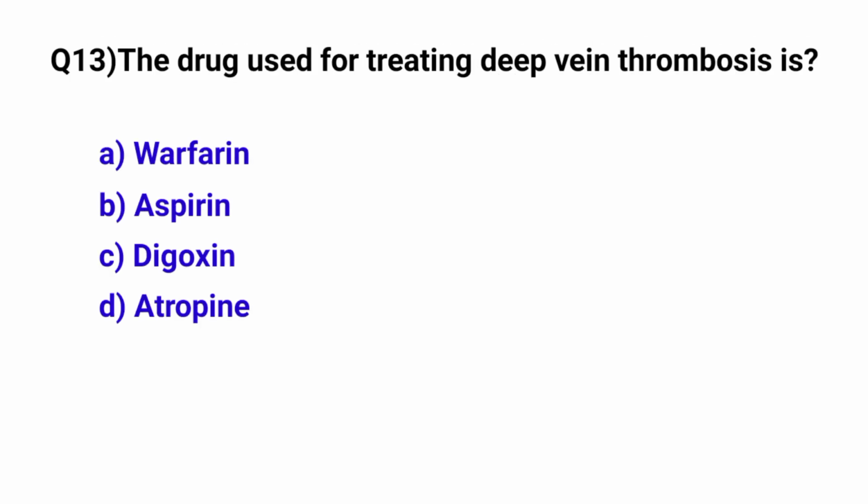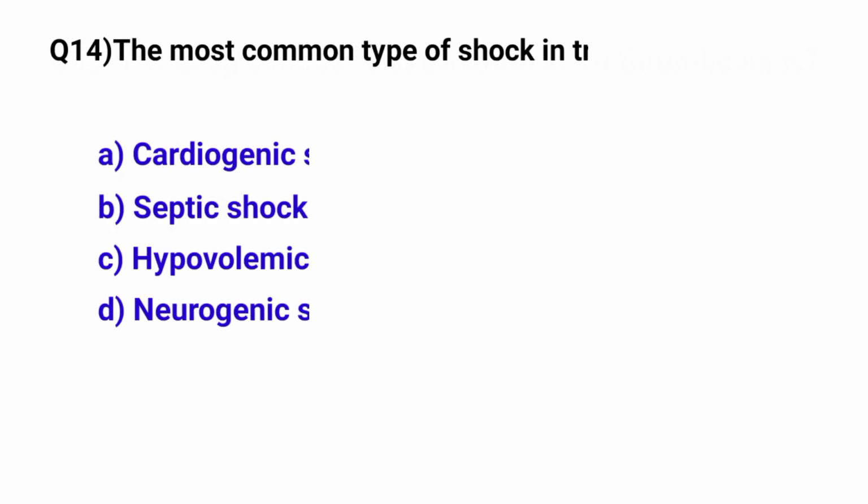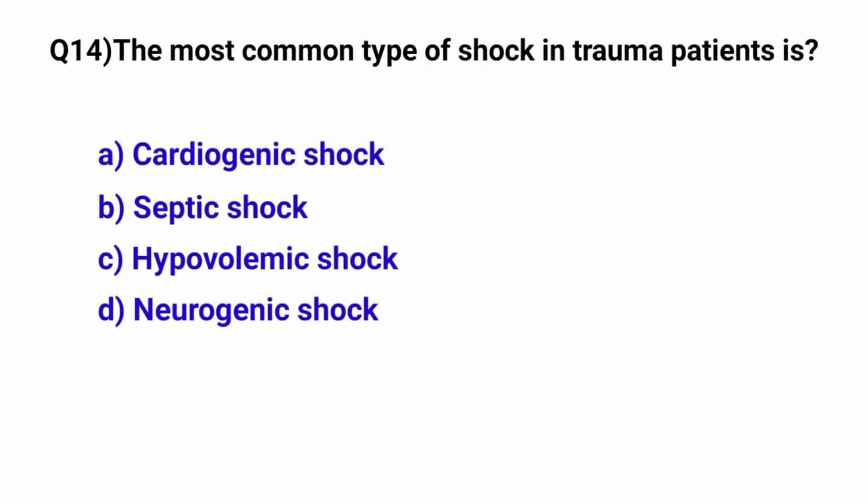Question number 13. The drug used to treat deep vein thrombosis is. The correct option is A. Warfarin. Question number 14. The most common type of shock in trauma patients is. The correct option is B. Septic. C. Hypovolemic shock.